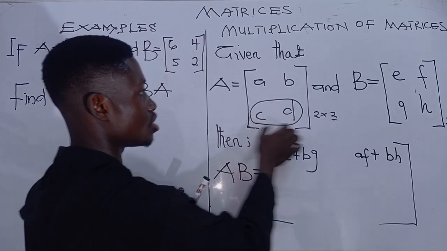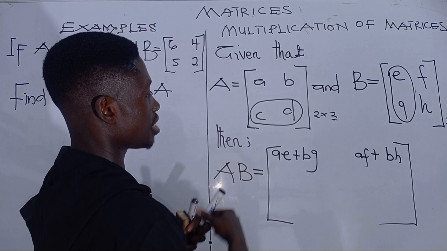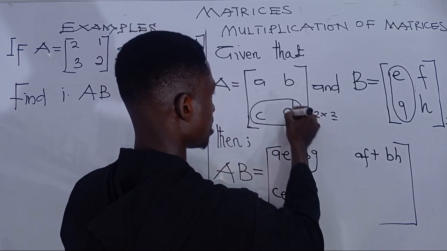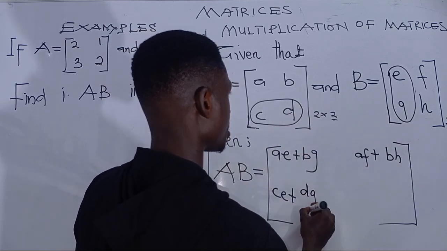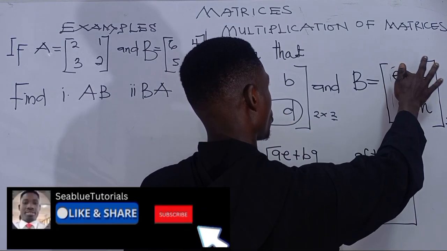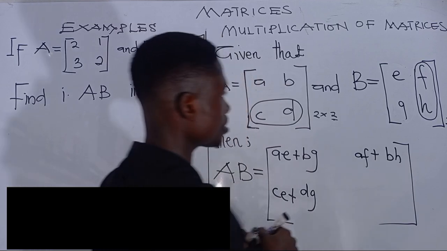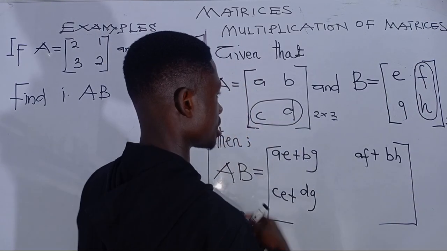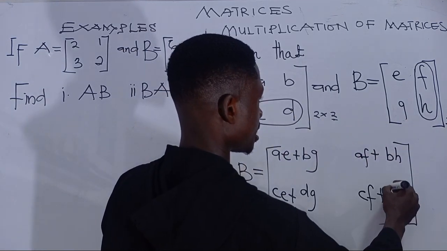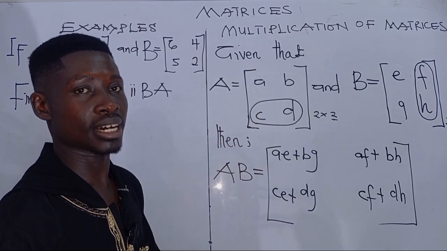So we are going to use this to multiply this. So we have C times E give us what? CE plus D times G will give us what? DG. Now once we are done with this, we move on to the second column of the second matrix. So we have C times F will give us what? CF plus D times H will give us what? DH. So this is how we multiply a matrix by another matrix.